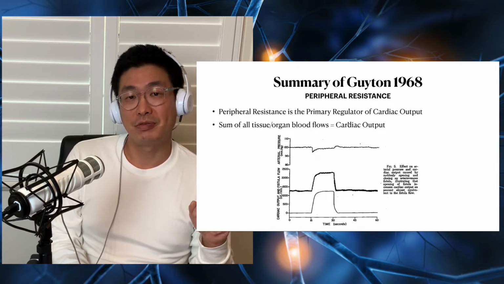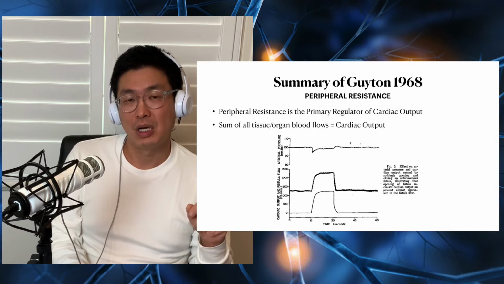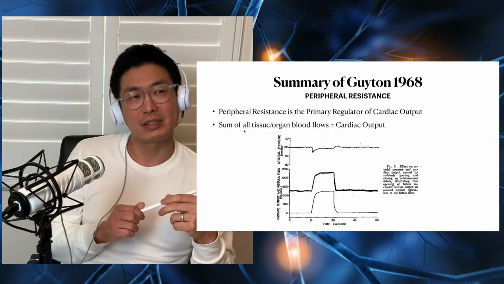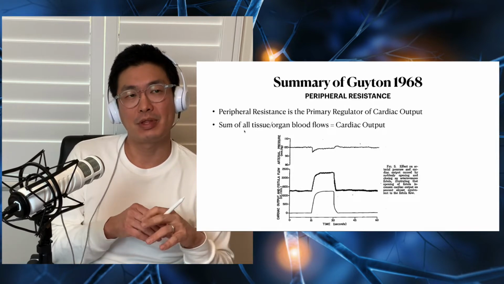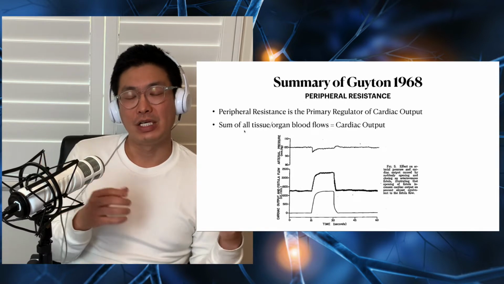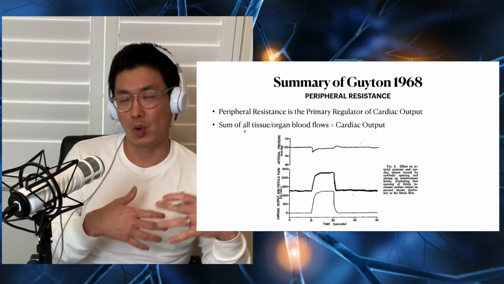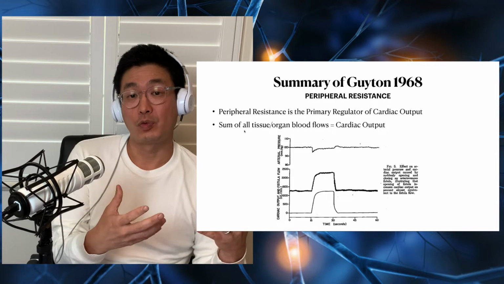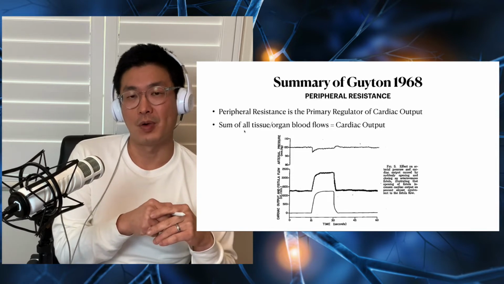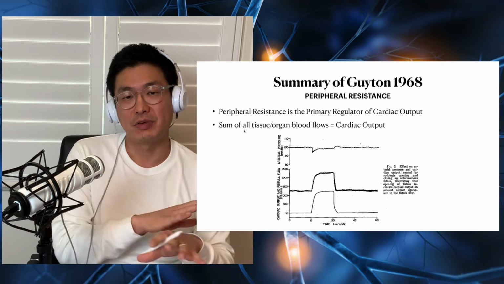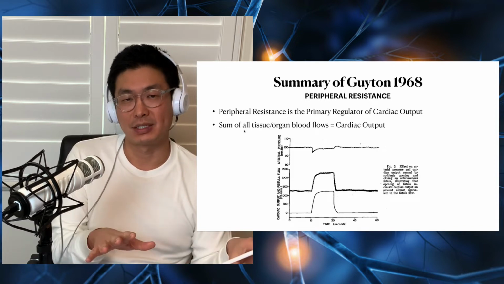So the concept is that peripheral resistance is the primary regulator of cardiac output, but that the sum of all tissue organ blood flows equals cardiac output. And this concept here I thought was really, really insightful, because it makes sense. Because when you think about individual organs, hypothetically, let's say for whatever reason, you're increasing blood flow to the brain through all those other factors which are involved with the regulation of cerebral blood flow. But let's say everything else in terms of the other organs, their tissue blood flow remains the same.